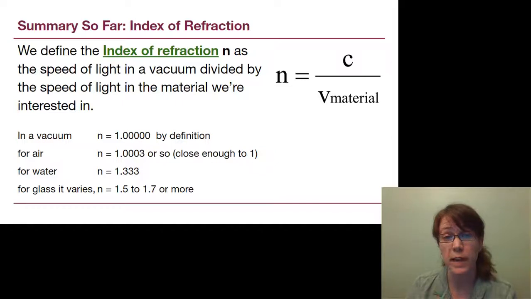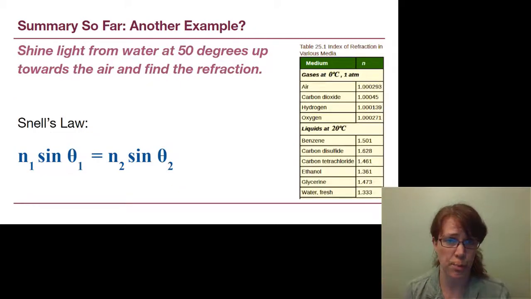In a vacuum, it is by definition 1.0 with as many zeros as you can possibly draw. In air, it is close enough to 1 with enough zeros that we're always going to be rounding it to 1 in our class. For water, n is 1.33. It's basically 1 1/3. And then for other materials, it's larger than that typically. For glass, it tends to vary somewhere between 1.5 and 1.7. And the textbook has tables of different values that might show up.